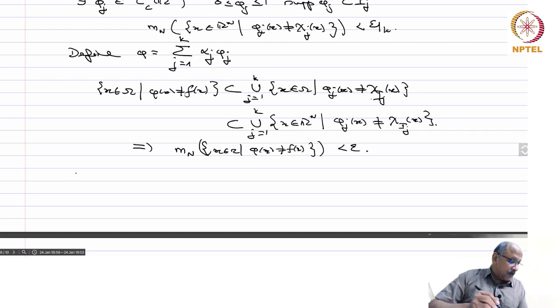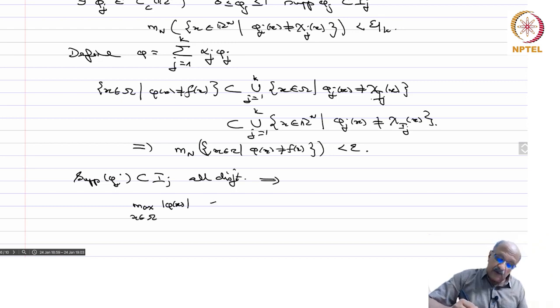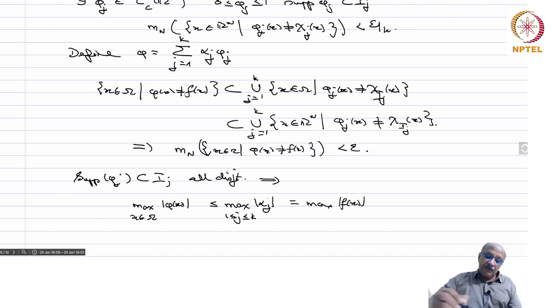And now the supports are contained in Ij, all disjoint. So this means that the max of mod phi x in omega is less than or equal to the max of mod alpha j, 1 less than or equal to j less than or equal to k, and that's equal to the max of mod f x, because all the phi j's are less than or equal to 1, remember, and they are all on disjoint support sets. Therefore this is equal to the max of f x, x in omega. So that gives the other property.